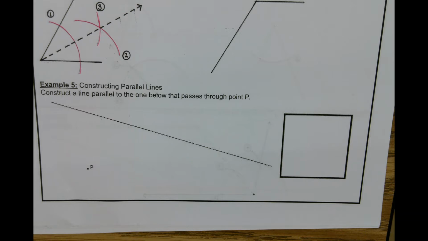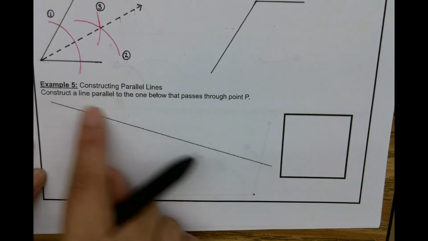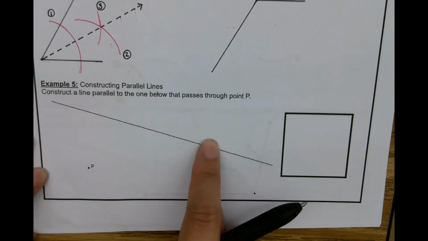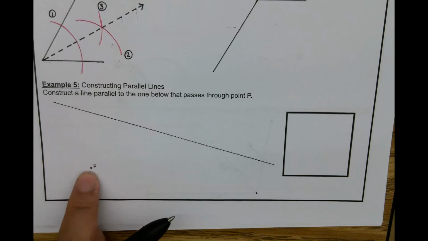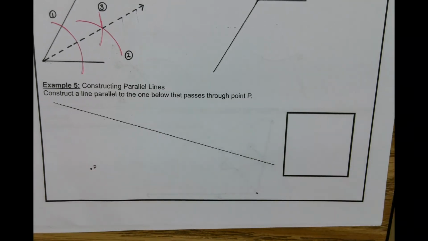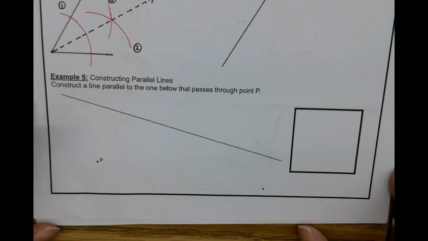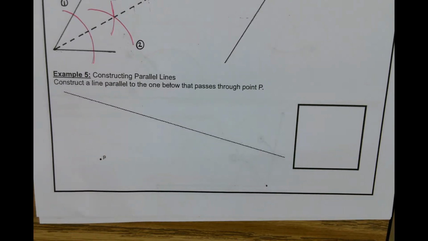Okay, so today we're going to construct a line parallel. So right here we're going to construct a line parallel to this one here, but it's going to be passing through point P. Just ignore the square on this side, it's a typo. Okay, and so let's get started.